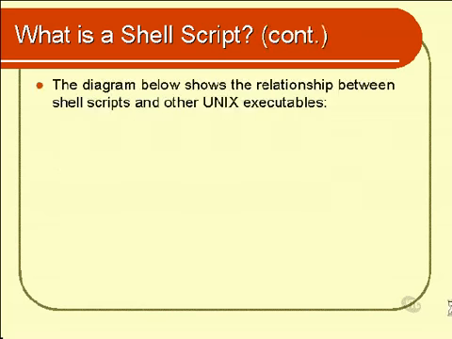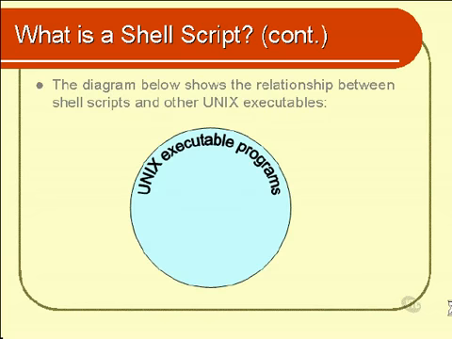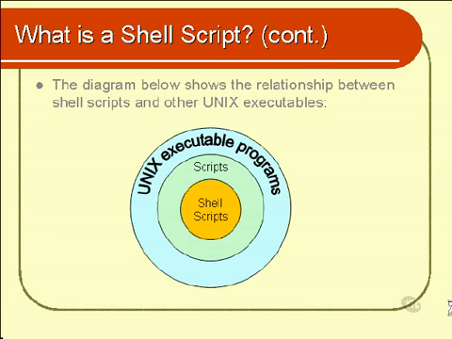Let's look at a diagram. Think of this circle as all of the Unix executables that are available. Now, a subset of those, you can say a subset are scripts, the rest of course being binary executables, and a subset of those are shell scripts, the rest being awk scripts or Perl scripts or sed scripts or something else. Let's now actually go and have a look at an actual Unix shell script.